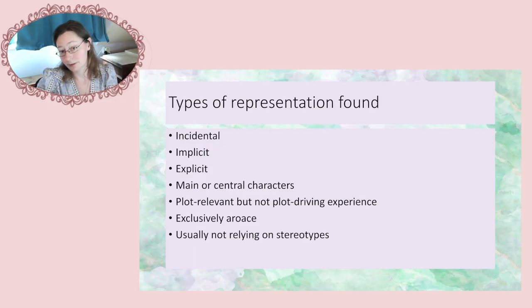So again, the types of representation that we find in these books tends to be incidental, implicit, and explicit, and not so much word of God. The only exception to that would really be Tamora Pierce's book, where the incidental has word of God on top of it. Again, all of these books have main characters or central characters that fall under the Aspec potential. They are, again, experiences that are plot relevant but may not be driving the plot forward.